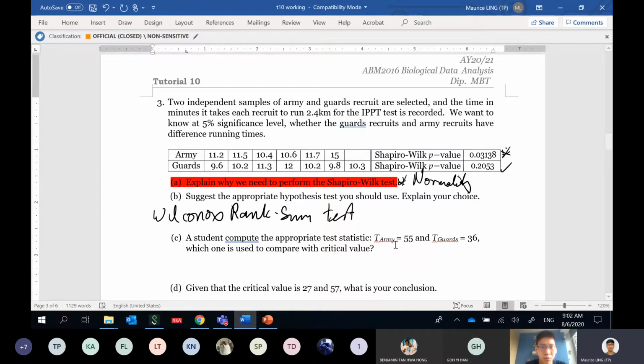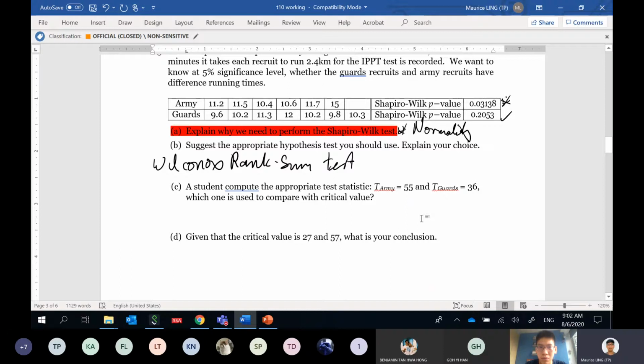All right. Then a student computes the test statistic. Your T for Army is 55, your T for Guards is 36. Which one should you use? Army, because it has the smaller sample size. Yeah, so you use this because it's the smaller sample size.